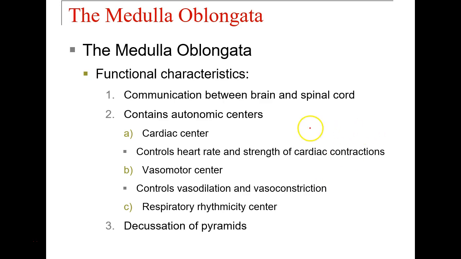Okay, so a few key features. We are communicating between the brain and the spinal cord, obviously, because it is the main connection. We're going to contain some autonomic centers. So cardiac center, vasomotor, and respiratory. This means we are helping control heart rate and strength of contractions. Vasomotor is going to control dilation and constriction of blood vessels. And then the respiratory rhythmicity center is going to help with respiratory rhythm or our breathing rhythm. Then, of course, structurally, we have decussation of pyramids.